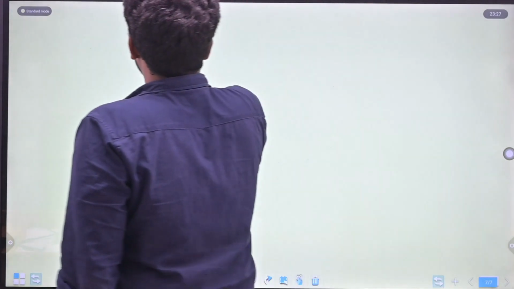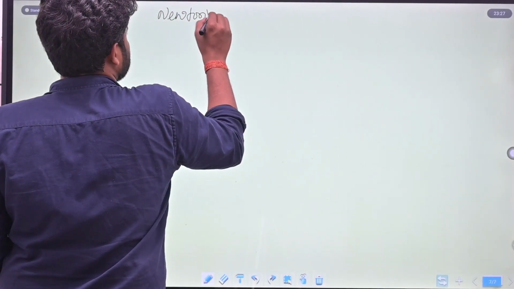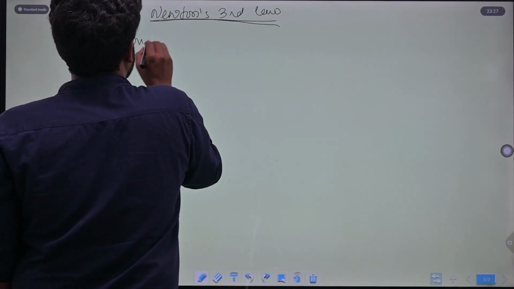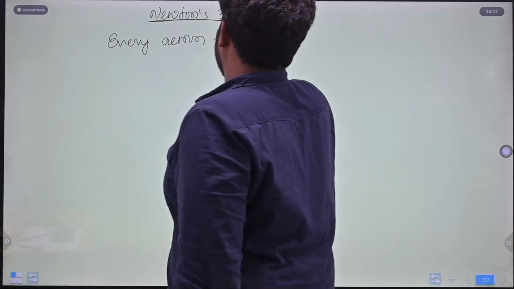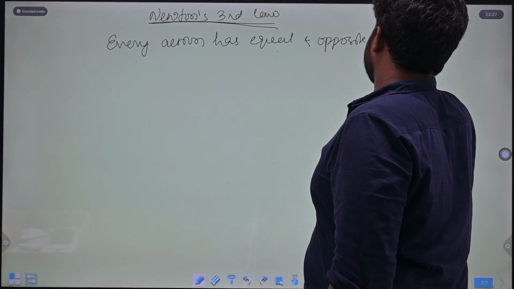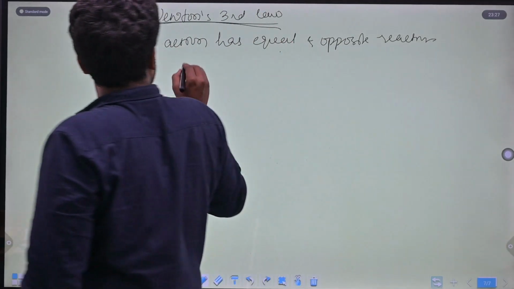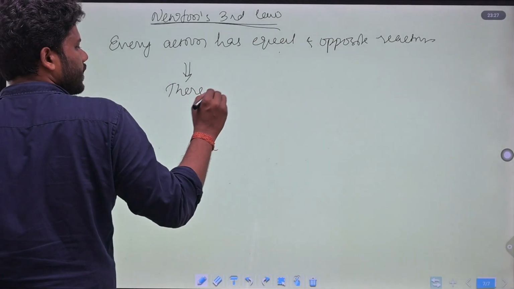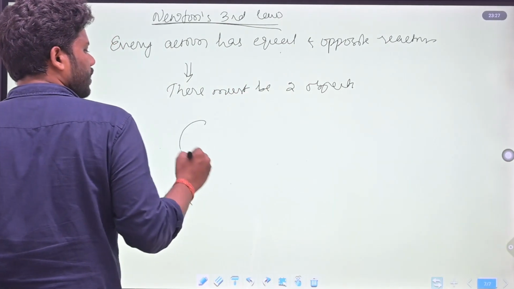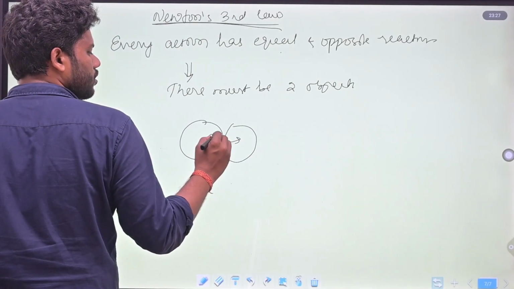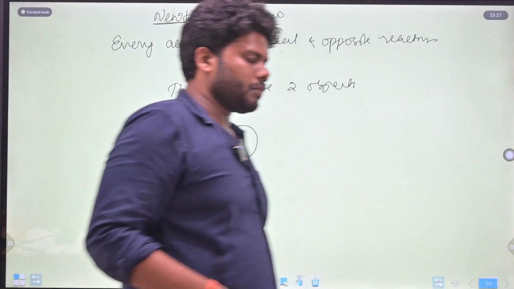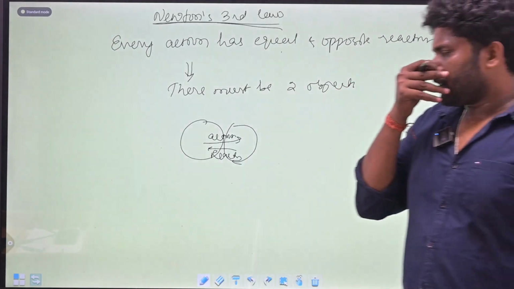The next one is Newton's third law. What is this Newton's third law? We know that every action has an equal and opposite reaction. And the condition is that there must be two objects. If one gives an action, obviously the other will get a reaction. This is the basic law and everybody knows about it. We will learn the details in the next videos.